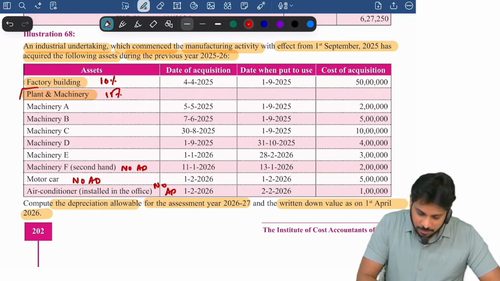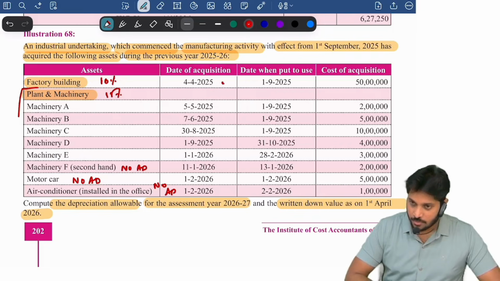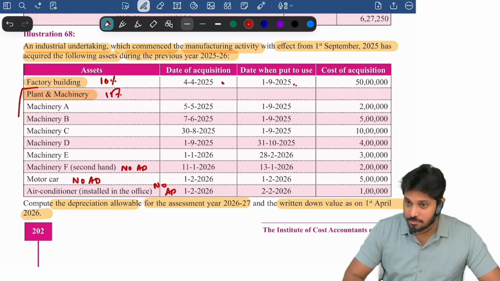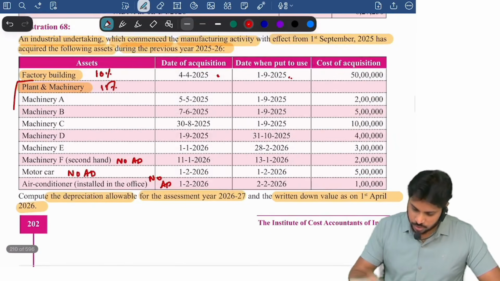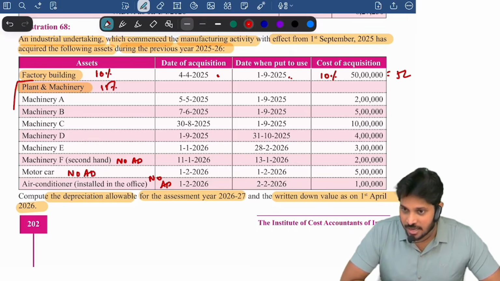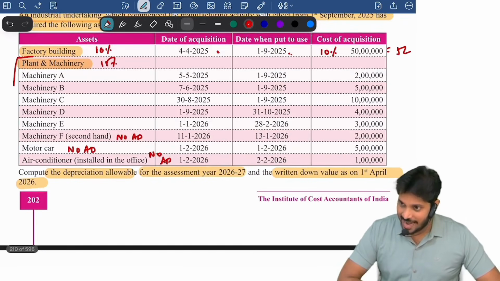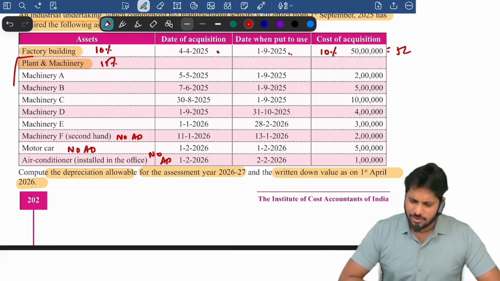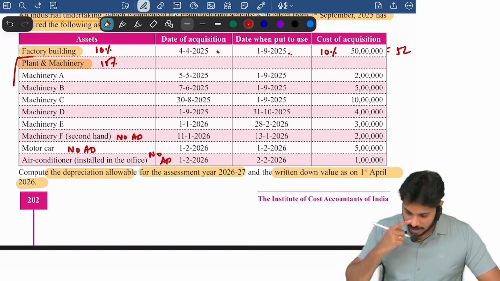So I think for plant and machinery, if at all we compute, that's more than enough. And building, you see, purchased on 4th April but put to use 1st September. Still 1st September to 31st March is more than 180 days, direct. So you can claim 10% depreciation. So building depreciation is 5 lakh. Building is not eligible for additional depreciation, whereas these are all eligible for normal and additional. I think we don't even have to apply block format. We can directly compute allowable depreciation.